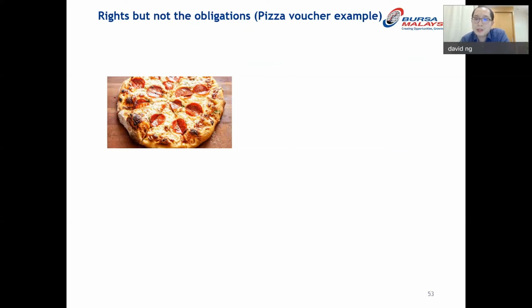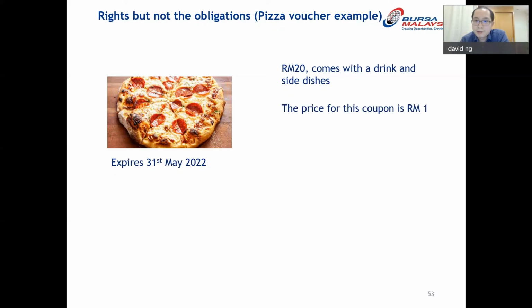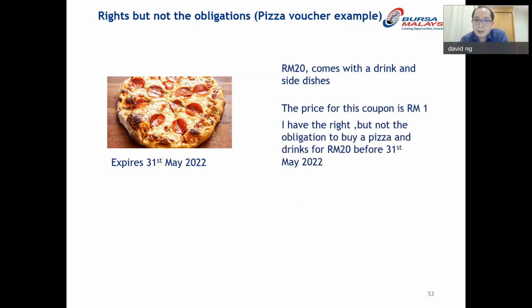Now, just to show you an example, a pizza voucher example. Assuming you are given a pizza voucher, or probably you need to buy it, and the cost of buying this pizza voucher is 1 ringgit. This pizza voucher will expire at the end of the month, and it allows you to buy the pizza at 20 ringgit. It comes with a drink and side dishes. Obviously, this voucher will cost you 1 ringgit, and probably you purchase it. When you purchase a pizza voucher like this, normally it states that you have the right, but you don't have the obligation, to buy the pizza and drinks for 20 ringgit until the end of the expiry.